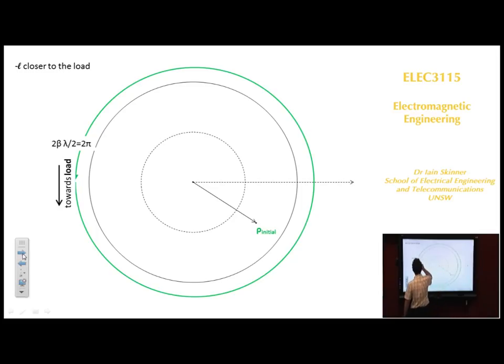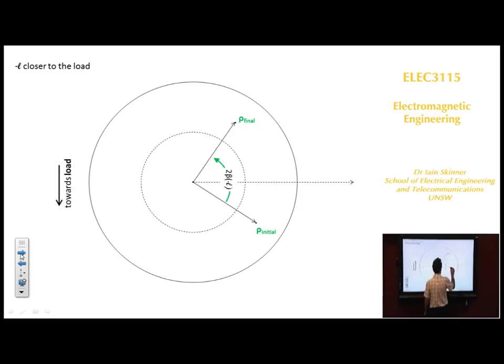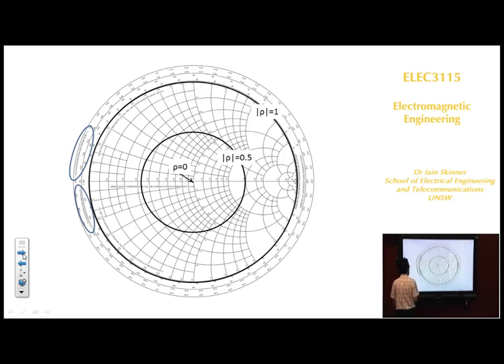Likewise, if we go towards the load, in this particular case, we're going the other way around, you see, towards the load, this way, anti-clockwise around our Smith chart. Again, we've plotted the initial reflection coefficient. As we move towards the load, we've gone our distance there. In this case, L is negative. Putting that together, we go to our Smith chart.